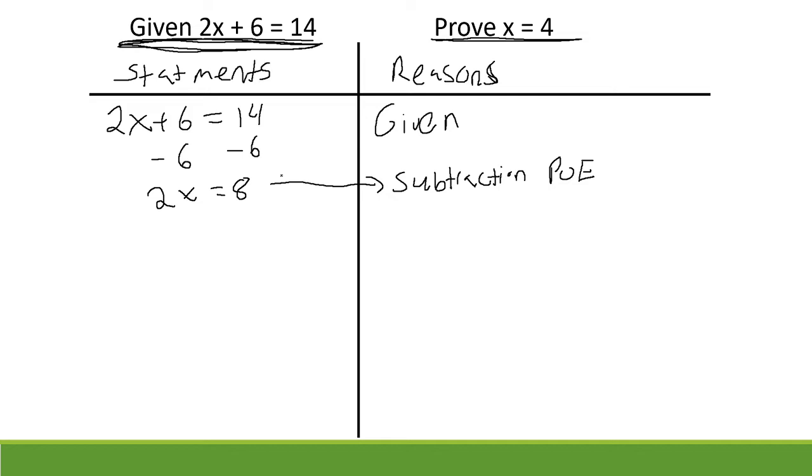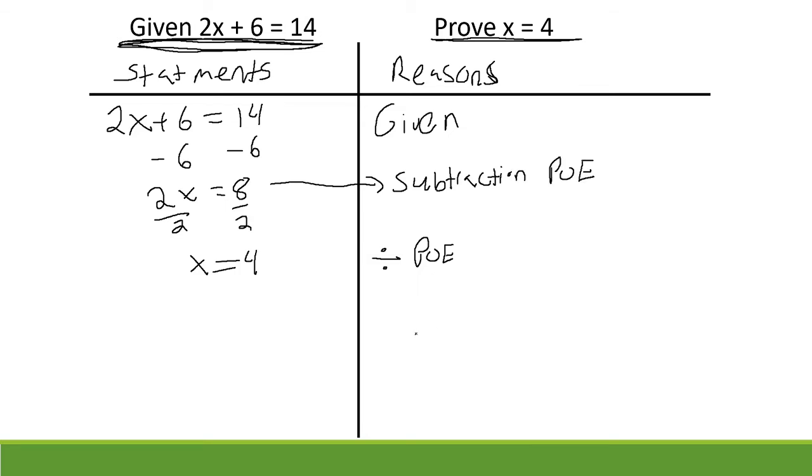But that's how you would go about your proof, is each step would have to be backed up by a reason. So in this next case here, I would divide by 2, and you get x equals 4. Why could you do that? Well, because you have the division. I'll just put the division sign here. Division property of equality. And that'd be the end of it.